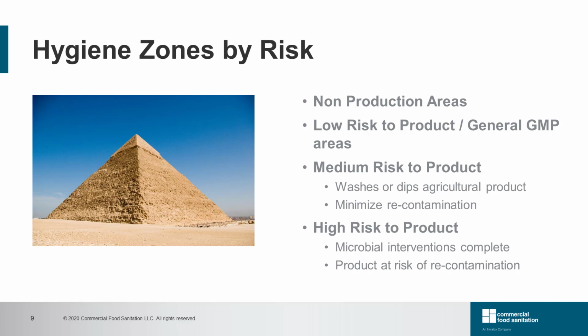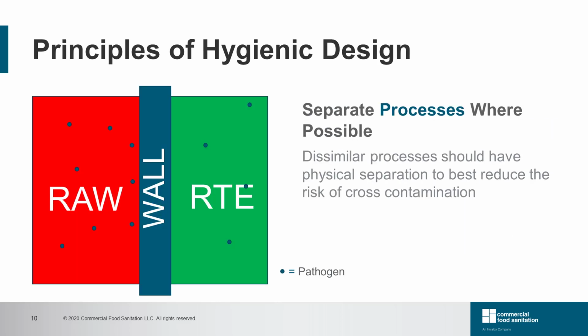Ready-to-eat, high-risk or high hygiene areas require the most protection as there are no further lethality steps. They should be fully separated with stringent controls. The blue dots in the picture represent pathogens. Our priority is to separate processing areas with the different degrees of risk.